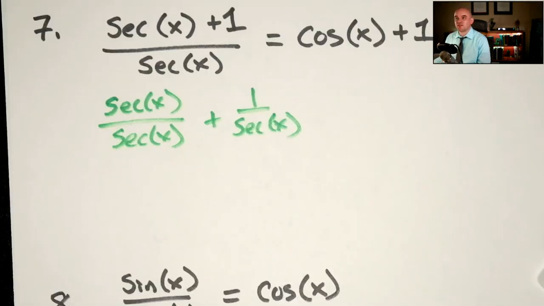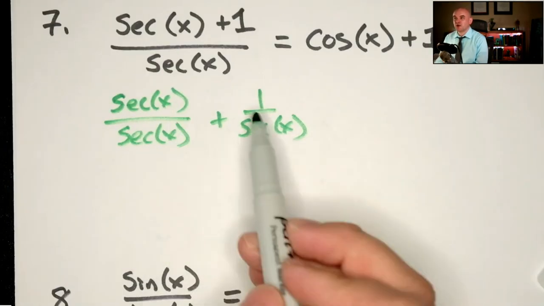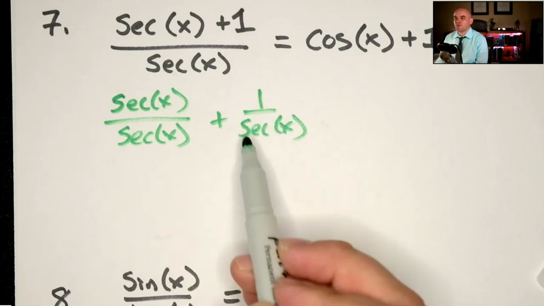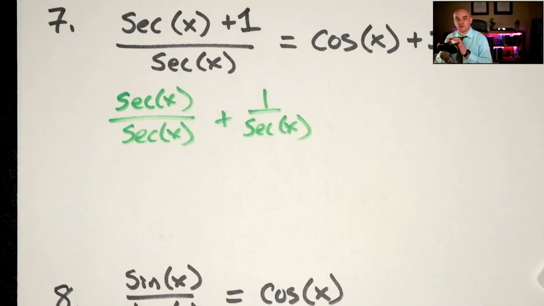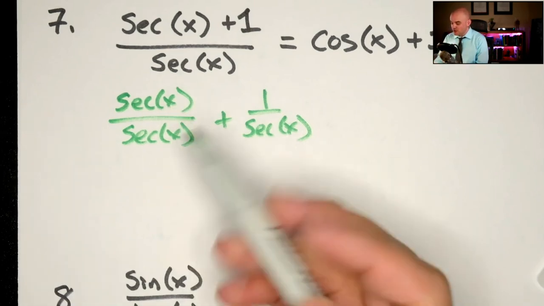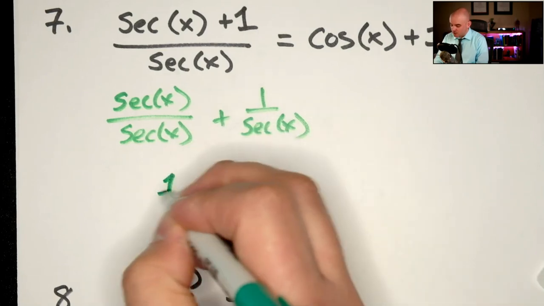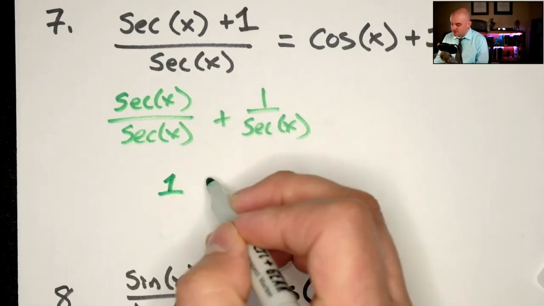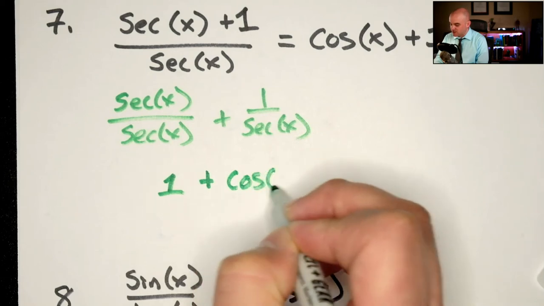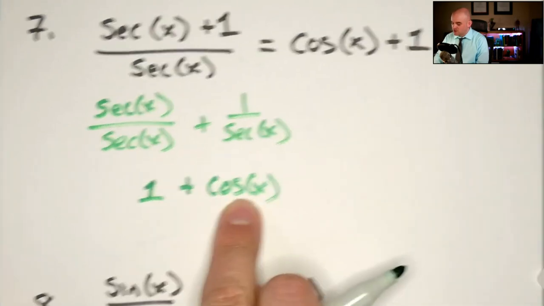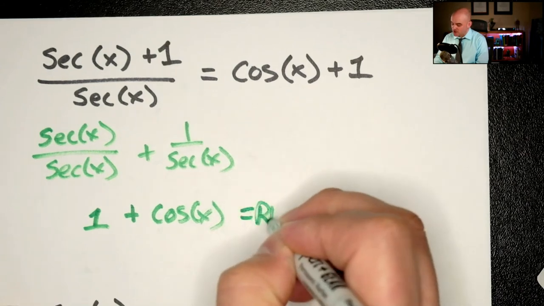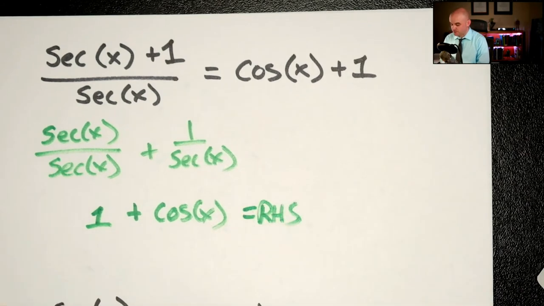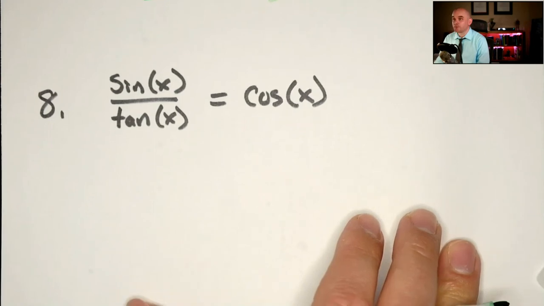Take a look at that. See how I split that fraction up? Notice if you were to add them, they have the same denominator. So we can just add the numerators and put it over that same denominator. So I'm just going the reverse way that we normally go and splitting it up. Well, secant over secant is the same thing as 1, and 1 over secant is the same thing as cosine, and 1 plus cosine is the same thing as cosine plus 1, so this equals our right-hand side of the equation. Try number 8.